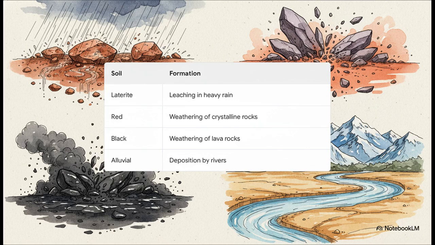Heavy monsoon rains cause intense leaching, giving us laterite soil. The prolonged weathering of crystalline rocks creates red soil, while the breakdown of ancient lava rocks forms the black soil. And finally, alluvial soil is quite literally brought down from the mountains and deposited by those massive river systems.